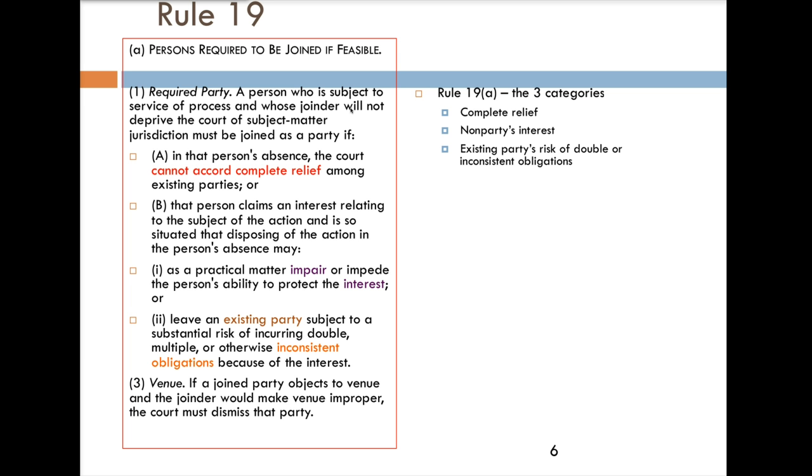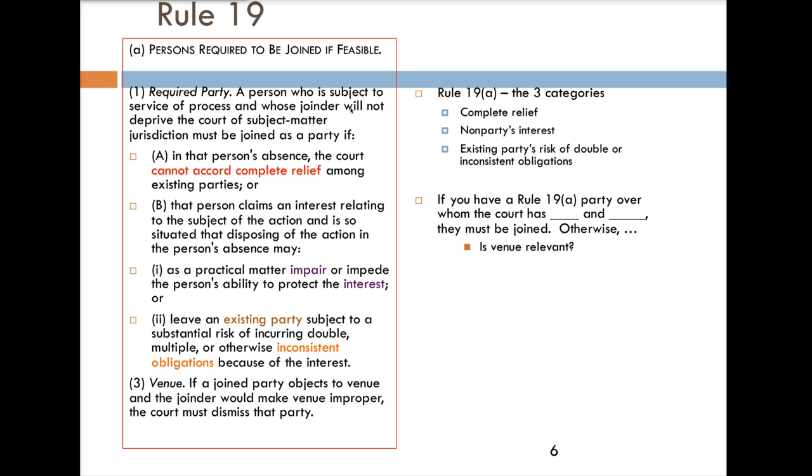So that's an overview of some of the 19A categories. And assuming you have at least one of them, then you are evaluating whether that party is someone who the court has PJ and SMJ over. If you do, then technically they have to be joined. If not, then you move on to 19B.